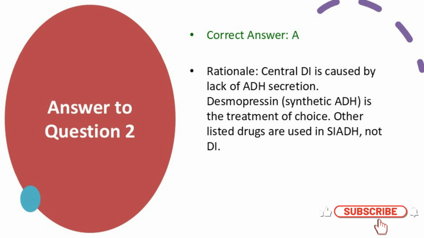Now, central diabetes insipidus is also called neurogenic diabetes insipidus, so it's caused by lack of antidiuretic hormone secretion by the pituitary gland. Desmopressin is a synthetic form of antidiuretic hormone, so it's there to act the way antidiuretic hormone will act to help reabsorb fluid back. Other drugs that are listed there are for SIADH, not for diabetes insipidus.